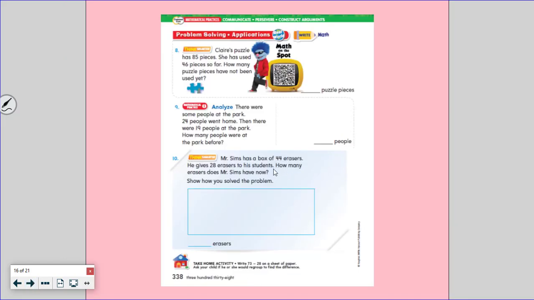Alright, so think smarter. Mr. Sims has a box of 44 erasers. He gives 28 erasers to his students. How many erasers does Mr. Sims have now? Show how you solve the problem. Well, I would probably draw a quick picture, so pause your video and do that.